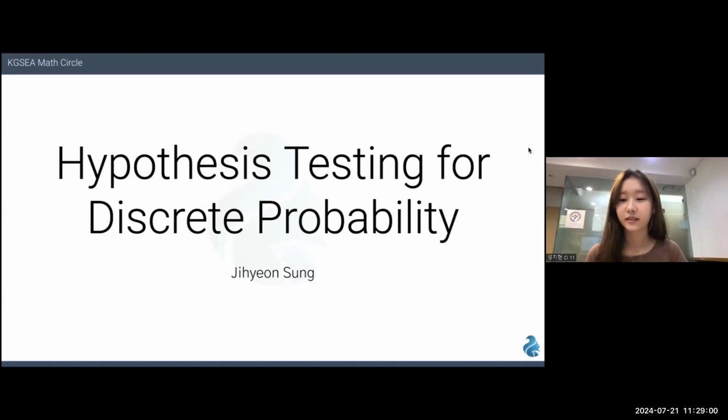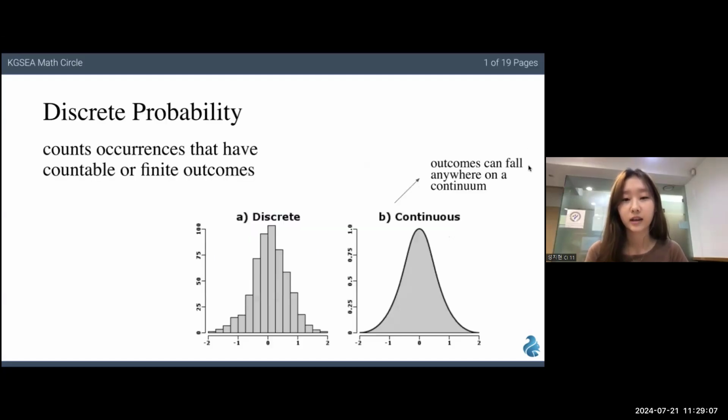I'm Jihyeon, a member of the KGSEA Math Circle, and today I'll be talking about hypothesis testing for discrete probability. To start with the basics, what is discrete probability? It's one that counts occurrences that have countable or finite outcomes, and this contrasts with continuous probability that you may already know of, where outcomes can fall anywhere on a continuum.